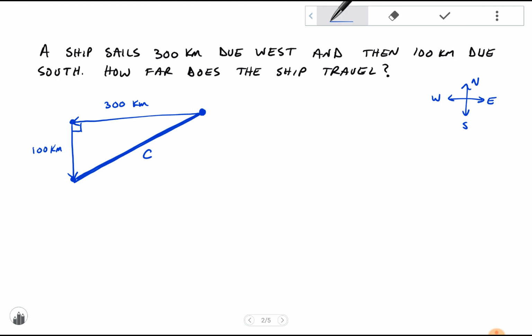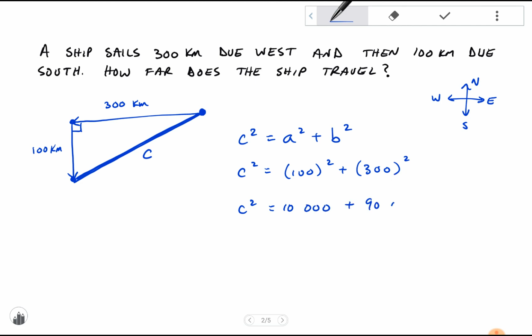Now, Pythagorean theorem tells us that C squared equals A squared plus B squared. So we will plug in our values to get the solution to this. C squared equals, okay, so we'll call this one A, so that's 100 squared. And B will be this one, so that's 300 squared. So 100 squared is 10,000. And 300 squared is 90,000. If we add those together, we get C squared equals 100,000.